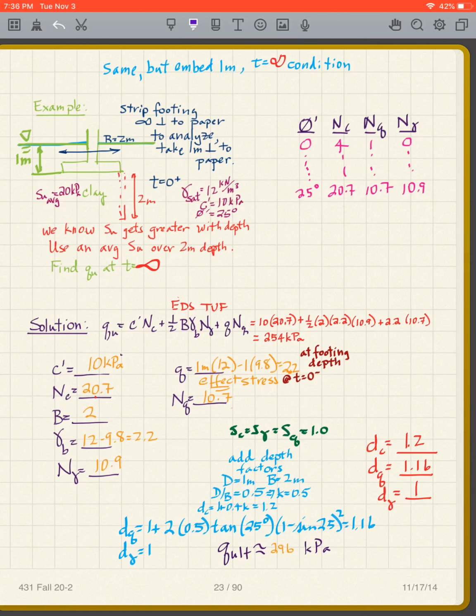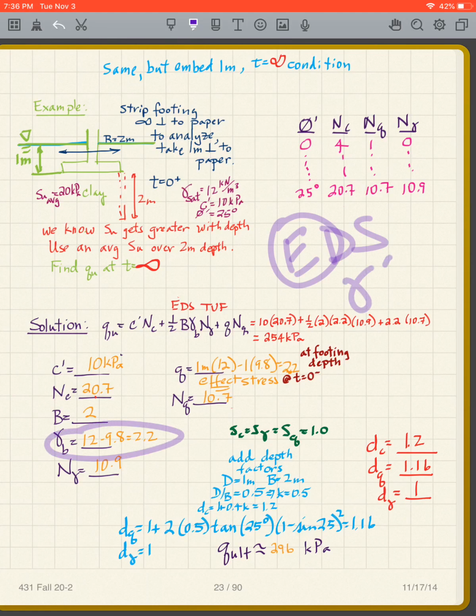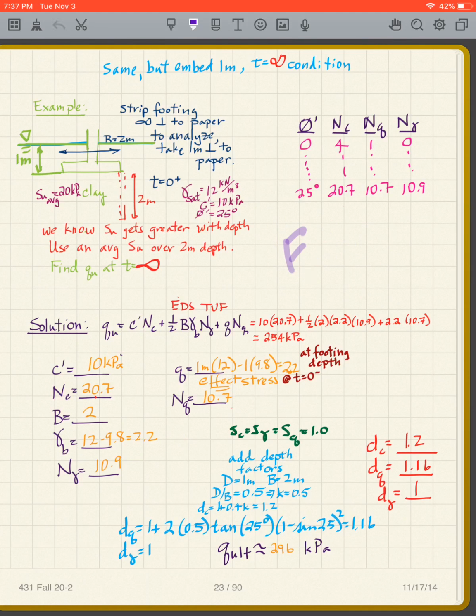And so this stuff is the same. The C prime is 10, and the B is 2, and then gamma B is 9.8, again because it's effective drained slow. So we're going to get the effective unit weight. We're going to use the gamma prime there. But now what do we do with the Q?